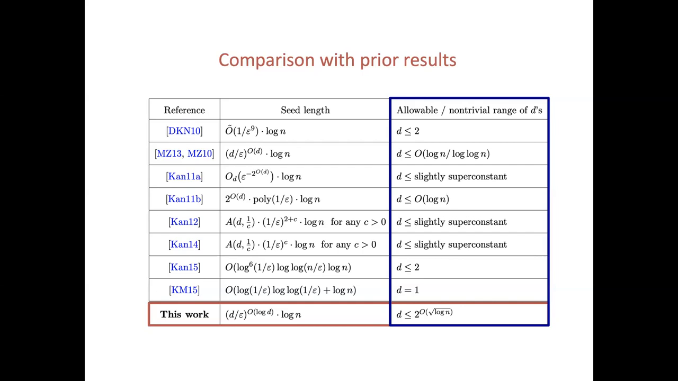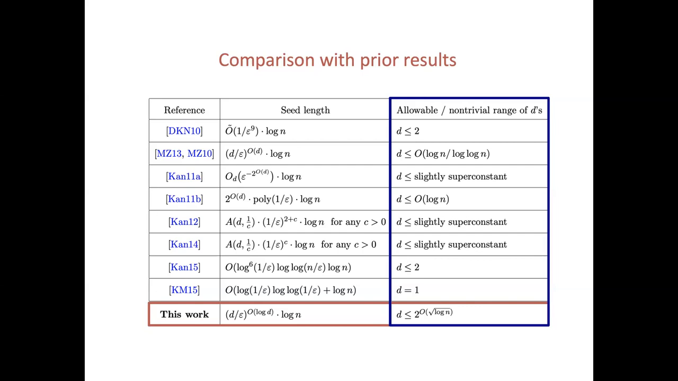There's also the work of Kane, which gave a Gaussian PRG that works for degree all the way up to log n. So the main contribution of our work is a PRG over Gaussian space that works for PTFs of degree super logarithmic in n. Our result holds all the way to degree 2 to the square root log n.